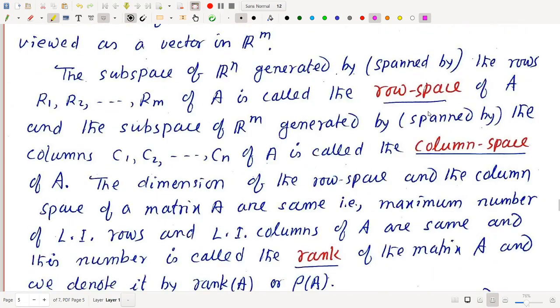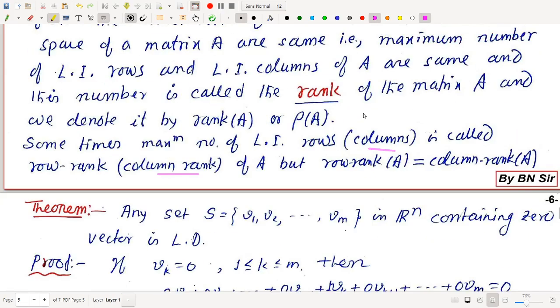So the rank of a matrix is the dimension of the row space. Dimension of the row space means the maximum number of linearly independent rows, or you can say the dimension of the column space, that is, the maximum number of linearly independent columns. And this is another approach to rank.